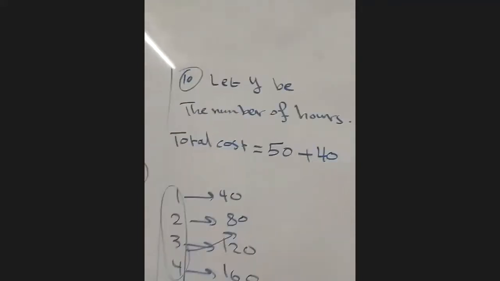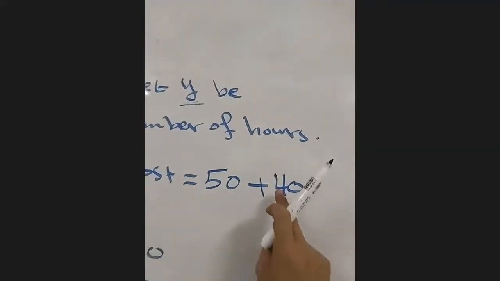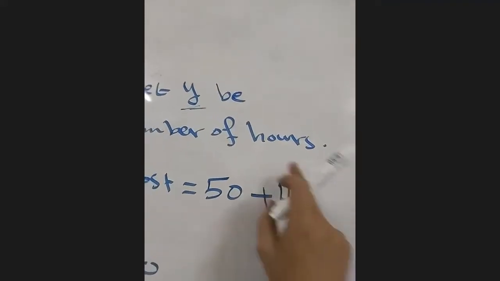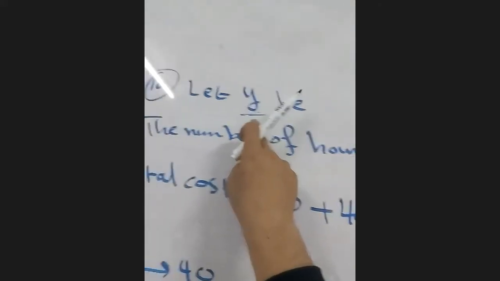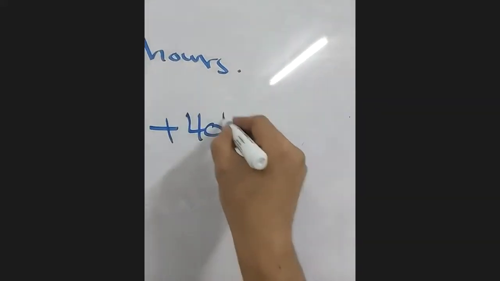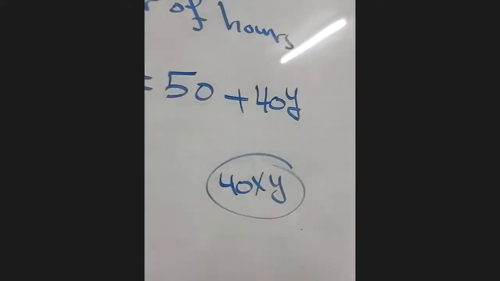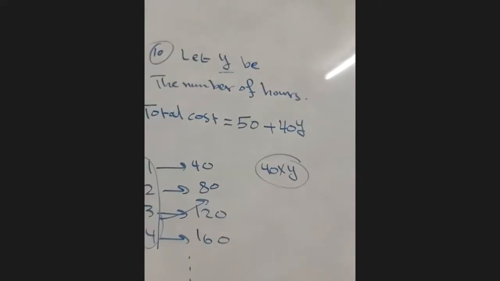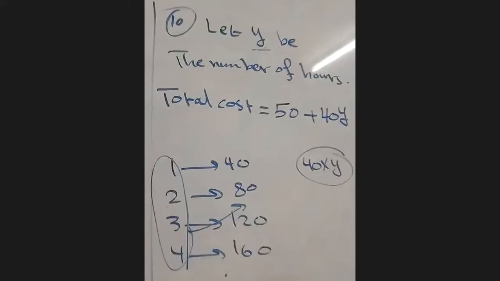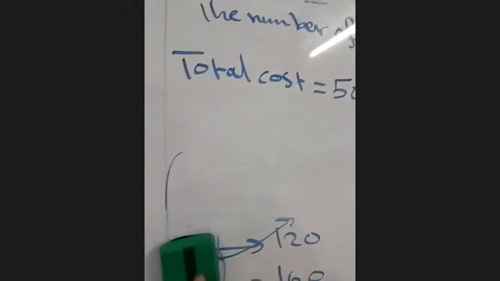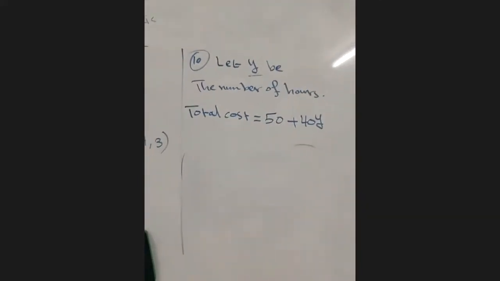But do we know the number of hours? No. So 40 multiplied by the number of hours, which is y. We let it be y. So 40y. 40y means 40 multiplied by y. Got it? Do you understand question 10? Good. Now question 11 has more or less the same idea.